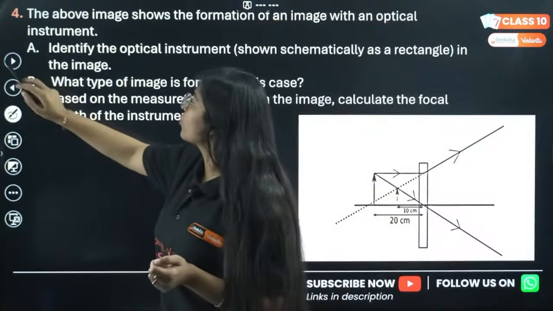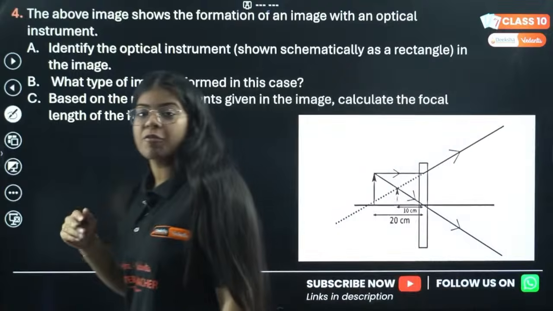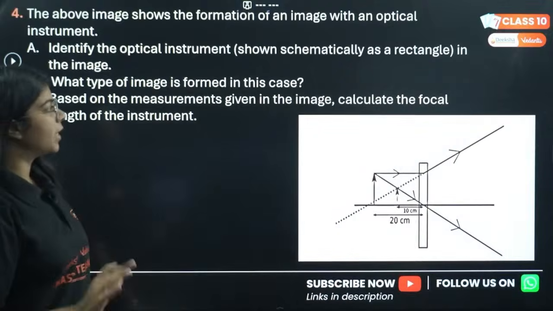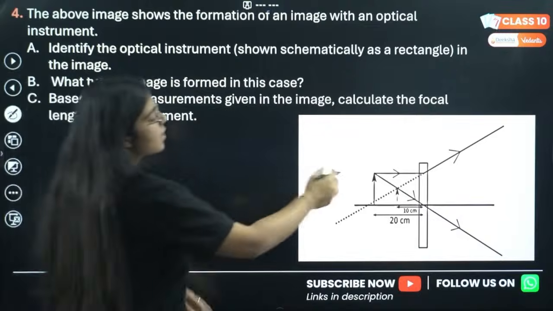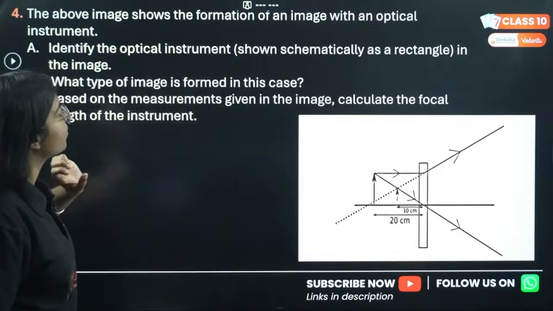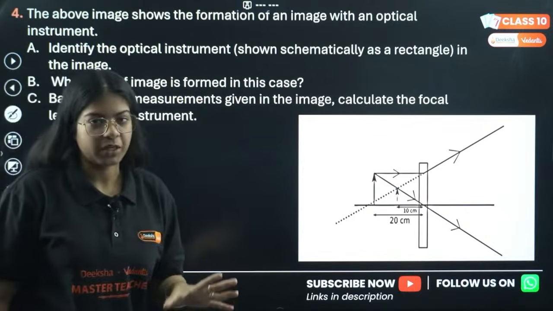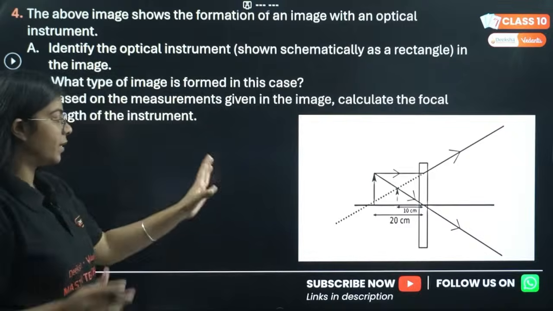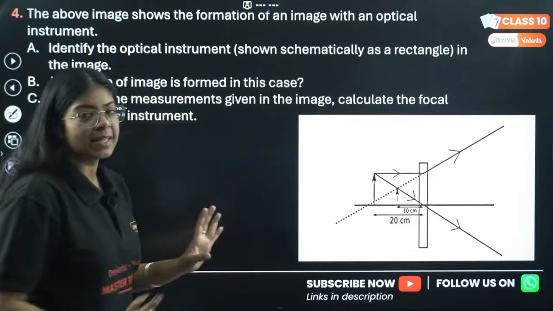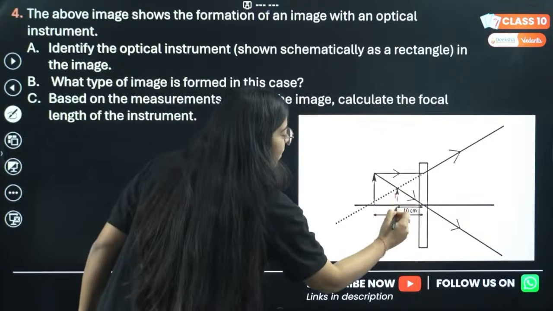Moving on to the next question that says, the above image shows the formation of an image with an optical instrument. We know this is some kind of optical instrument. Identify the optical instrument in the image. So we need to identify which kind of optical instrument this is. Let me write some basic things that I can see in this image. So this is my image, okay?